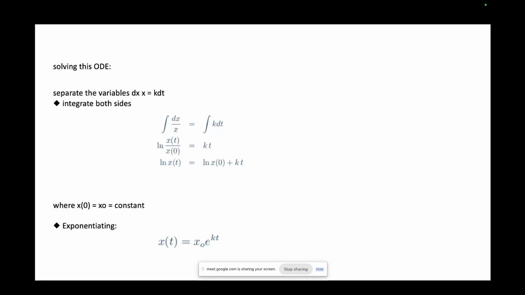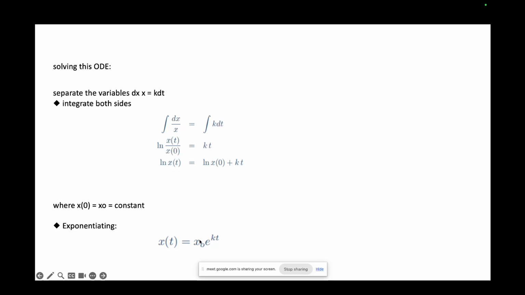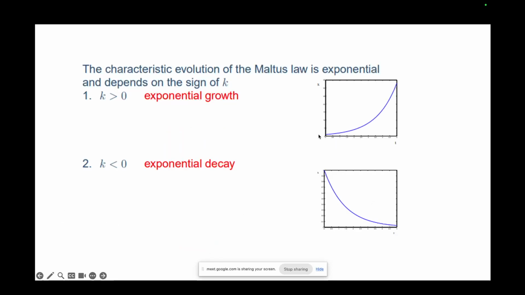So depending on the value of k, your system will behave differently. This is a good example. If you take k greater than 0, say k equal to 2 or 3 or whatever, this becomes x(t) equals x naught e to the power 2t, the curve of which looks something like this. So it's an exponential growth curve, growing at an exponential rate.